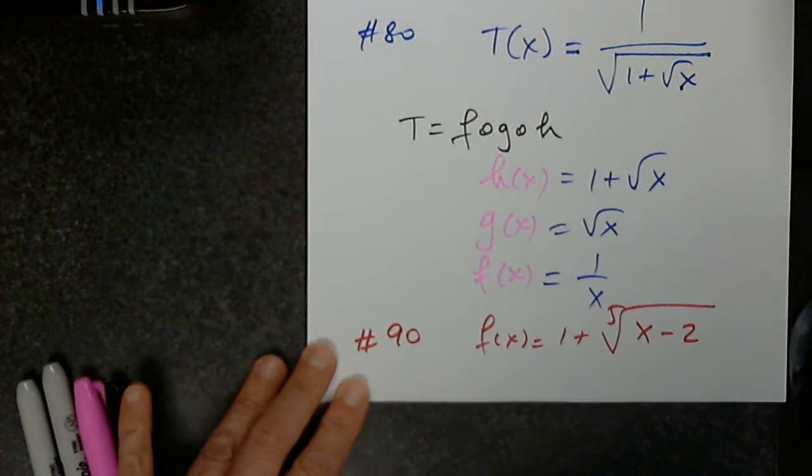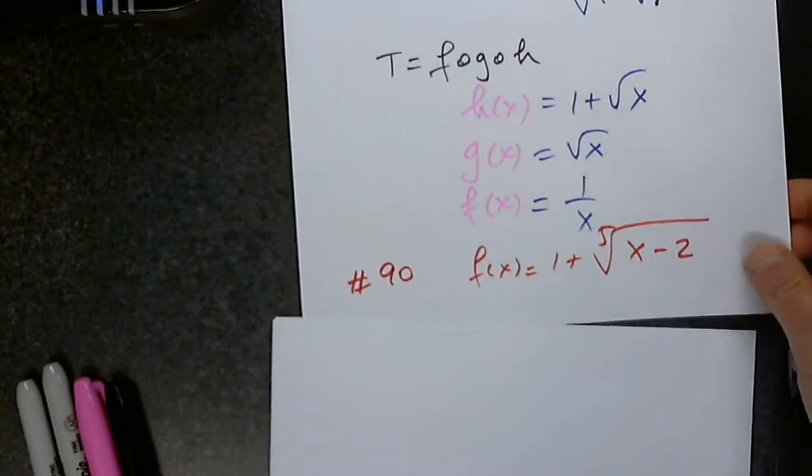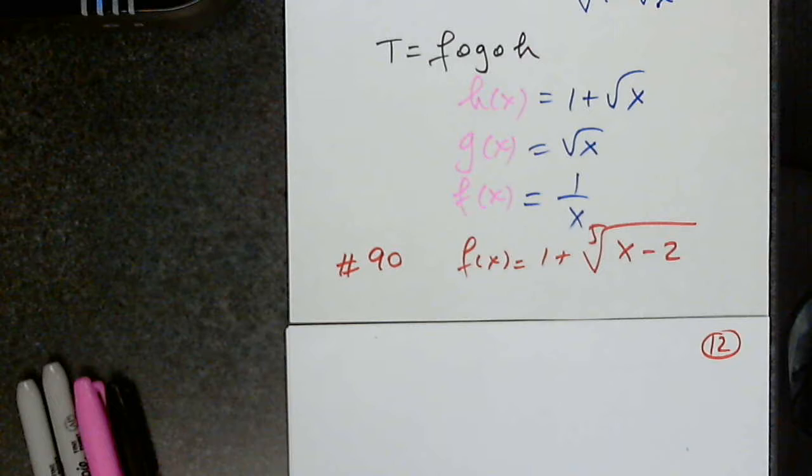Okay, so we want to find the inverse function of f of x equals 1 plus the fifth root of x minus 2. How do I proceed? That is the first step. It's a 4-step procedure.